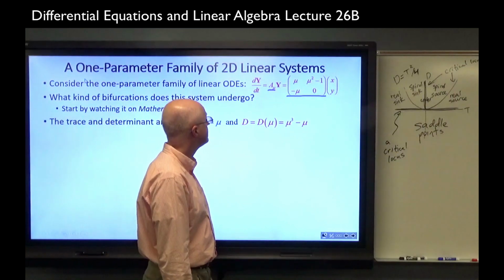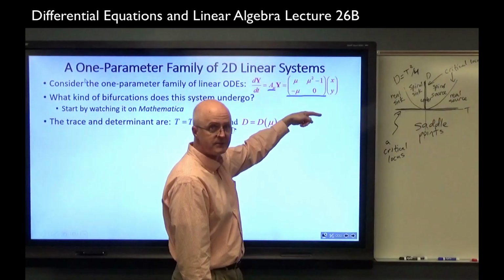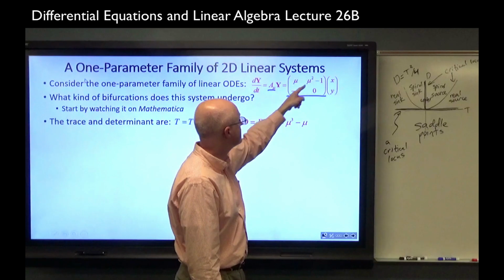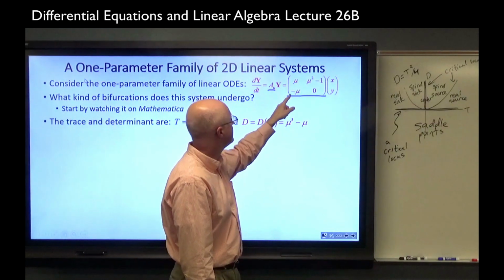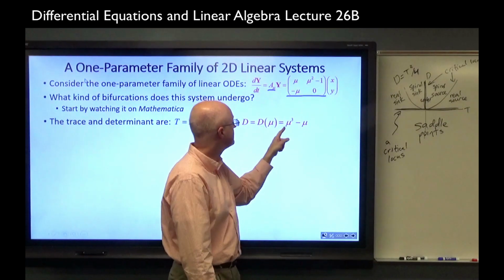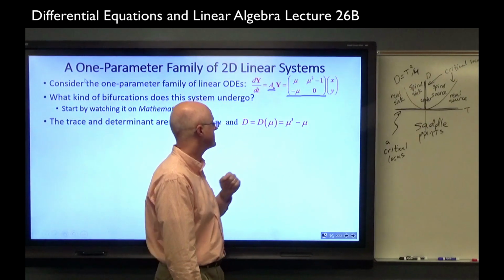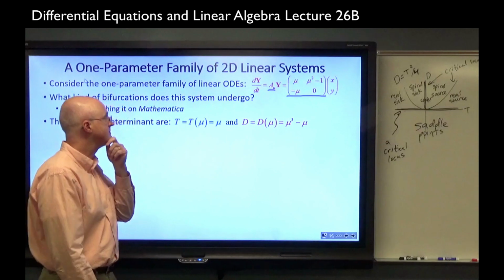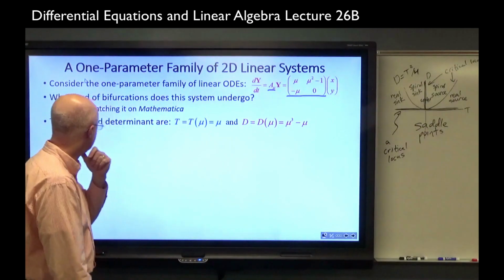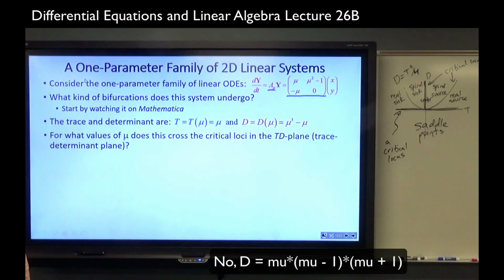The determinant, mu times 0 is 0 minus this times this, gives you positive mu times this, which is, if you multiply it out, positive mu cubed minus mu. That's the determinant, which can be factored as mu times mu minus 1 times mu plus 1, which is what I'm about to show you here.